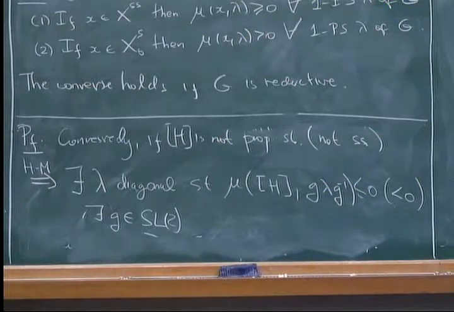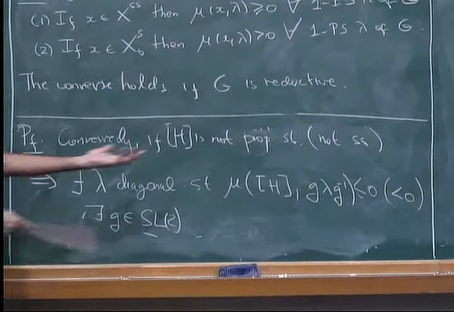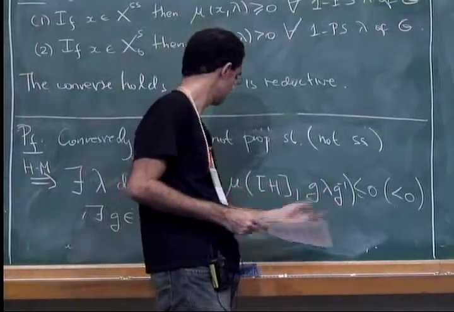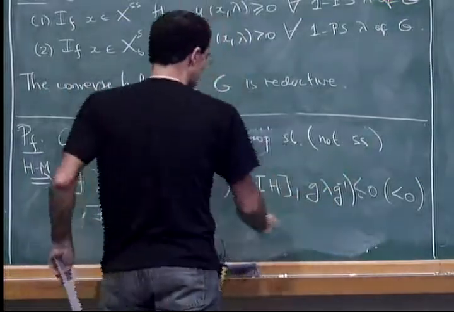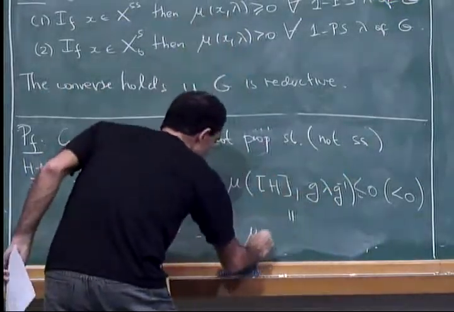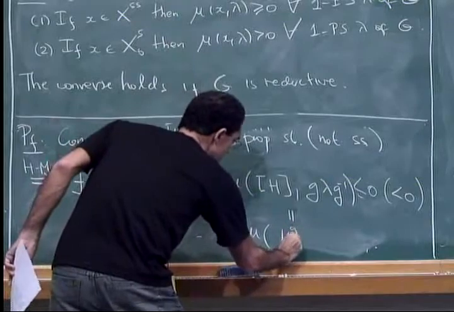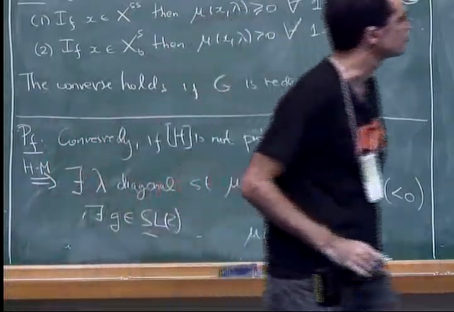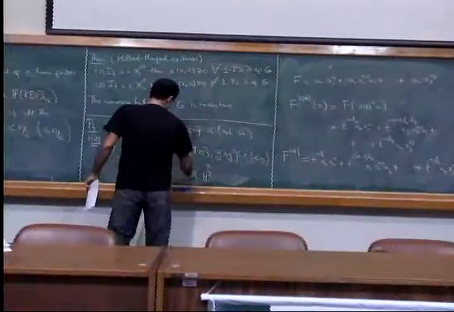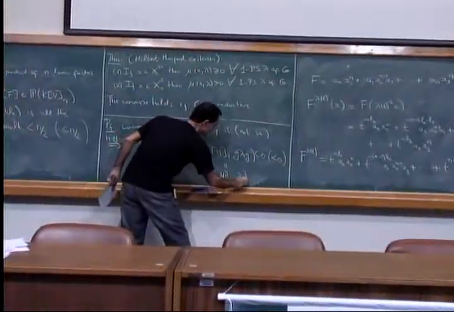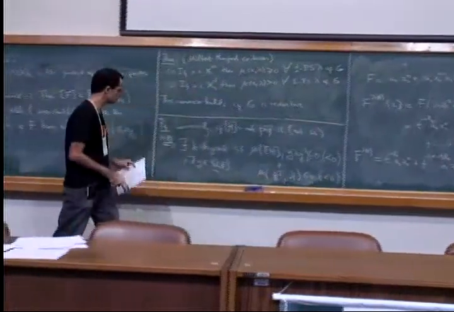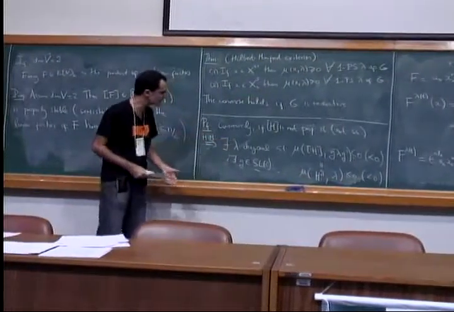Okay? Right? So this is the form, from that proposition, this is the form of a general one-parameter subgroup. Right? But then we use the remark, this is the same thing as mu of hg, or actually I have to put g minus 1 and g here from the remark. So that's the same thing as mu of hg lambda. Right? So lambda diagonal of the form that we had before.